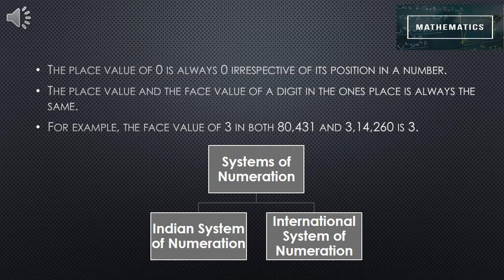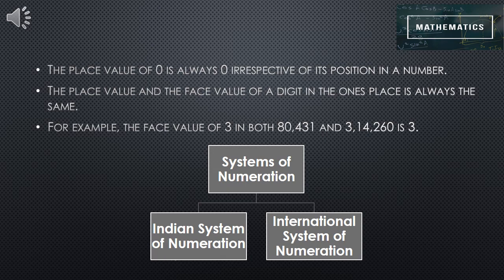Now let us consider the place value of 0. Irrespective of its position, whether it is on 1's place, 10's place, 100 place, 1000 place, or any other place, its place value will always remain 0.